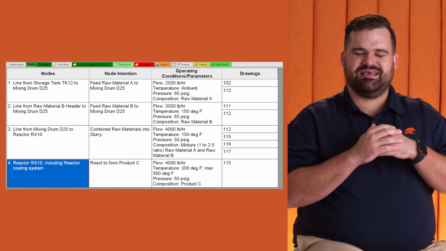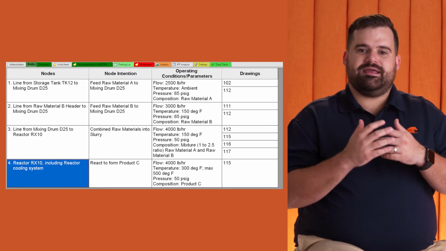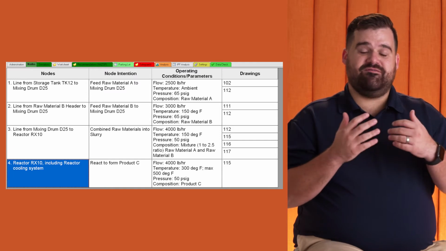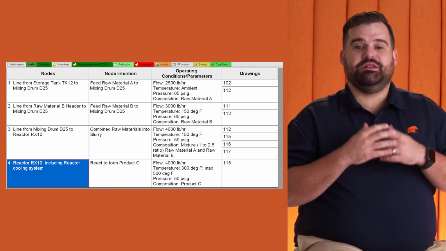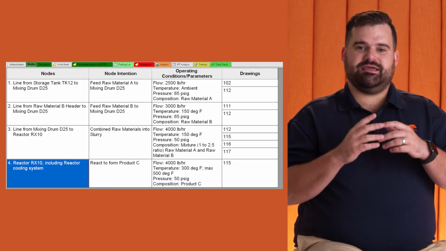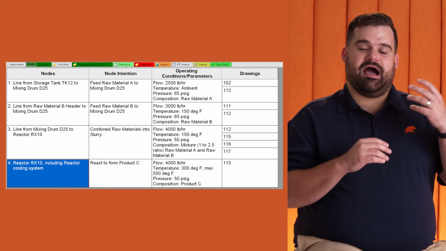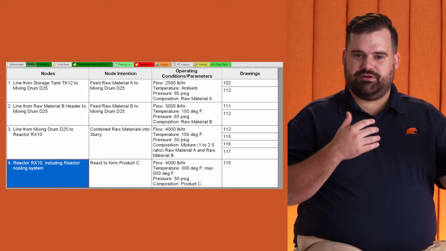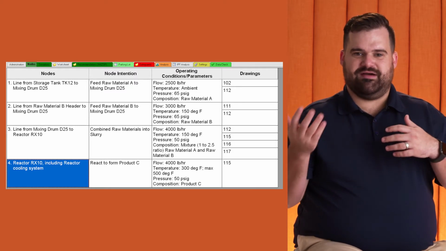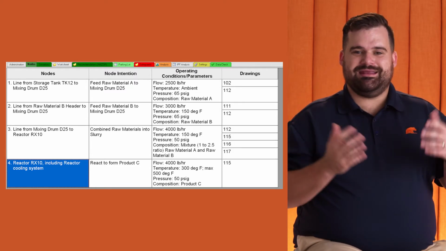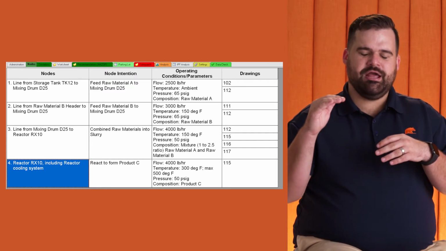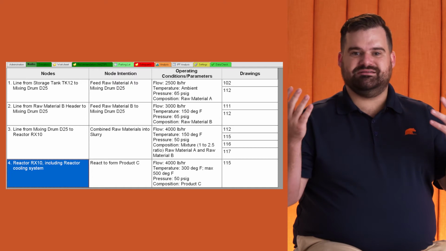So the key factors, if we look at node 4, the reactor system, we have flows, we have pressures, but a key factor of this reactor we can glean from looking at the intentions is the temperature. We have an operating temperature and we have a max temperature. We have that operating temperature at 300 and we have that max temperature at 500. What you don't see on the screen is that in our process control, if we reach that 500, we're going to reach a runaway reaction situation.